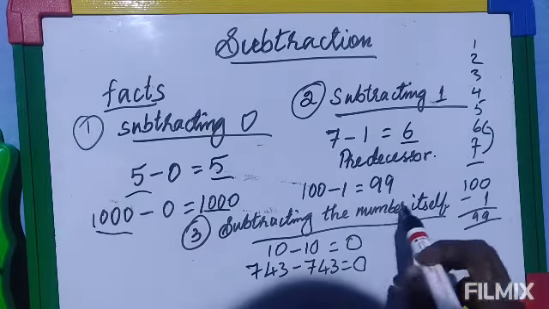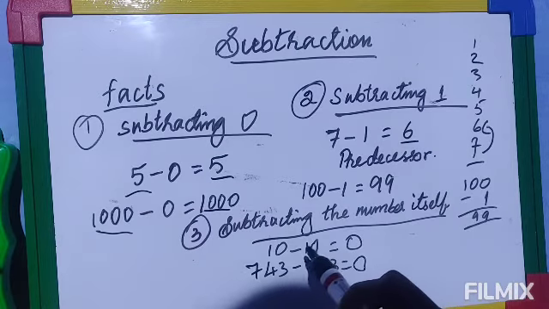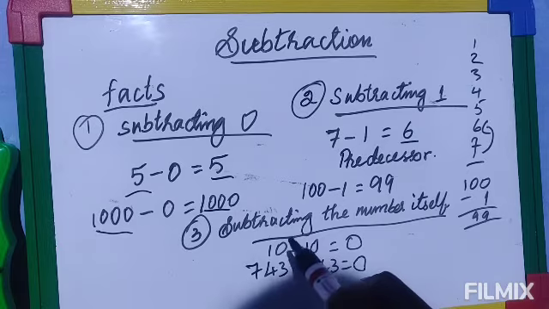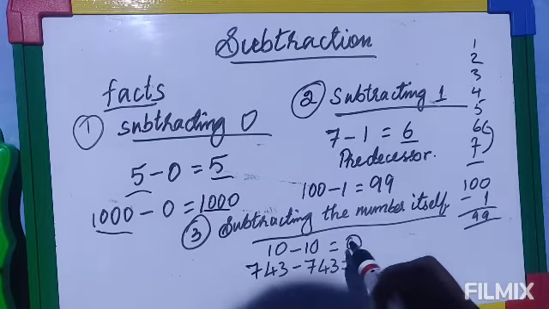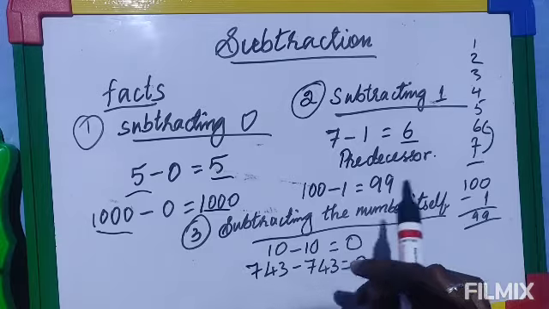Again, subtracting the number itself. If you subtract a number from itself, you get the answer 0. So remember these three facts.